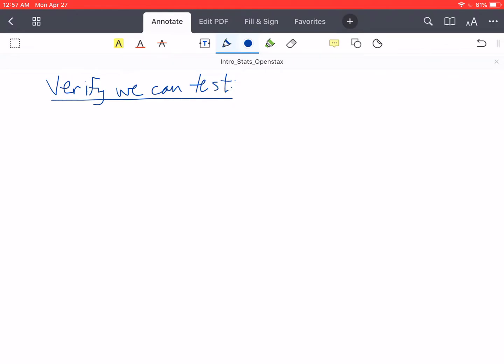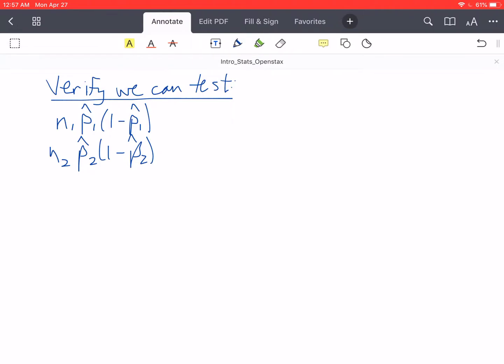Okay, and we do that by taking n1 p1 hat times 1 minus p1 hat, and we take n2 p2 hat times 1 minus p2 hat. Okay, we would get those values, so let me go back and let's find those values.